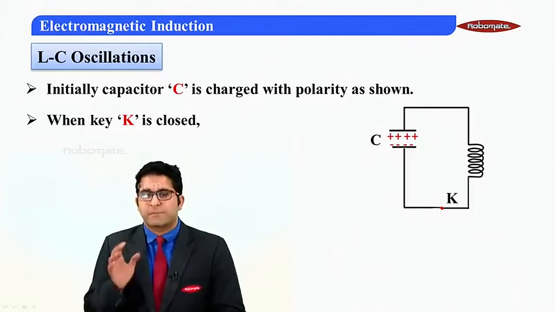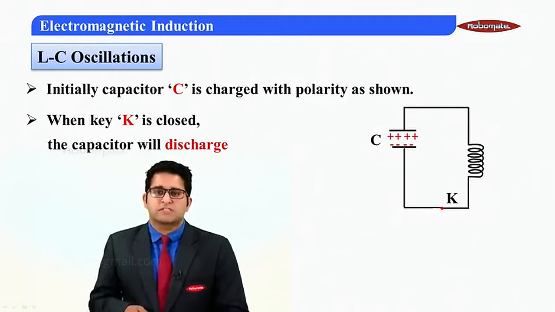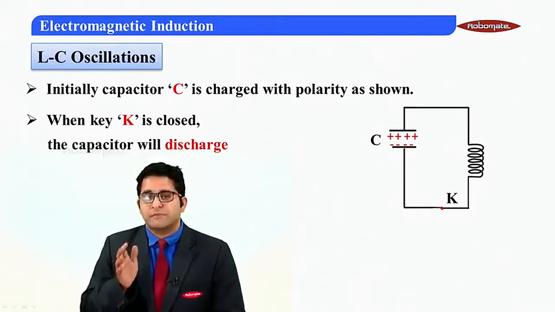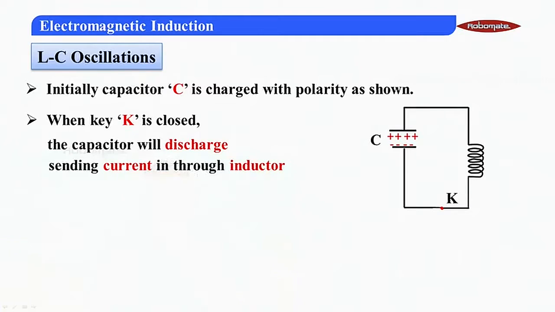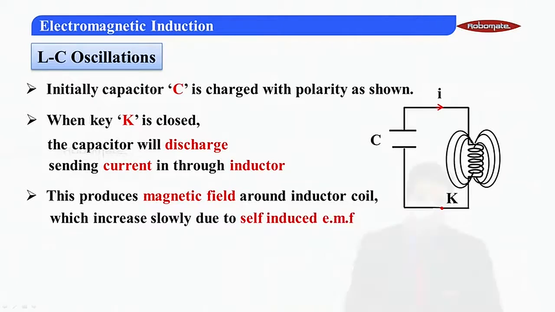Once the key is closed, the capacitor will start getting discharged, and because of this discharge of the capacitor, current will be set up in the circuit, or I can say current I will be sent through the inductor, and because of this current I, a magnetic field will be generated around the inductor coil, and this magnetic field will be generated very slowly because of the back EMF which is induced in the coil, right?